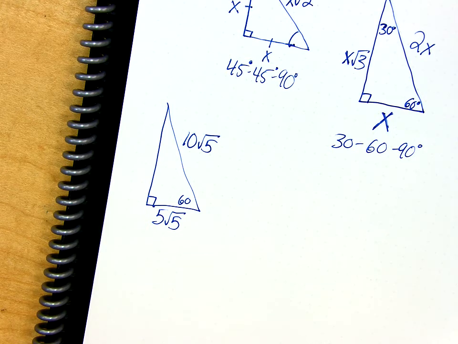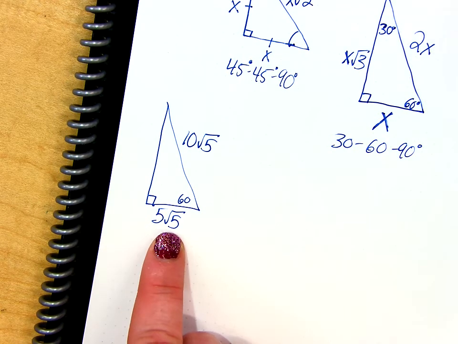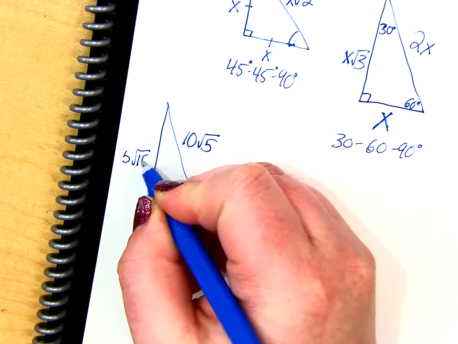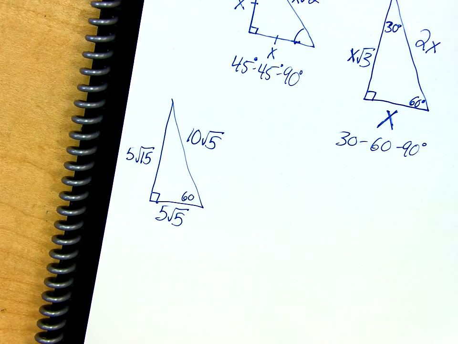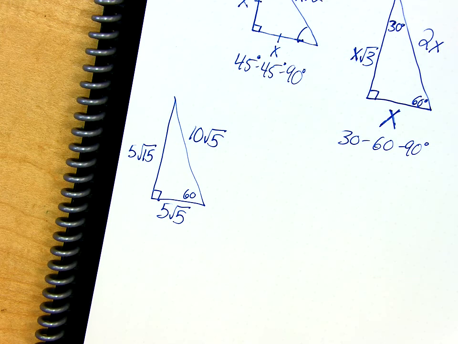I'm hearing a right answer, I think. Say it with confidence. What is it? Yeah, 5 root 15. I'm taking this and I'm going to times it by root 3. Root 5 times root 3 is just root 15. So this is 5 root 15 right there. Does that make sense? Yeah? Everybody's okay? All right.